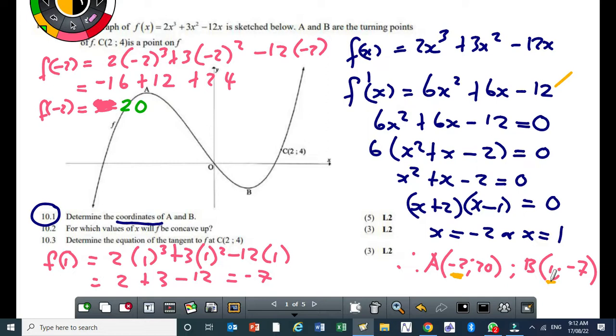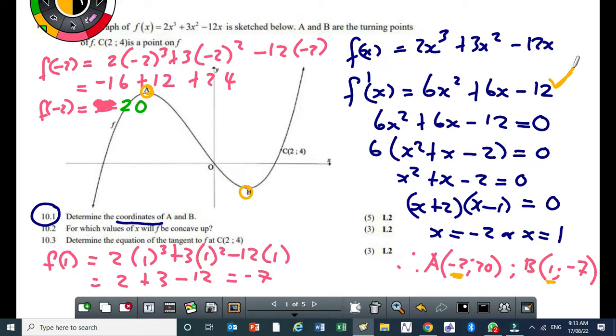Don't complicate the question. The question is asking for the coordinates of the turning points. At the turning point, the gradient is 0. Now we know that the first derivative is also the gradient. So, for this question, let's find the what? First derivative. Now, that first derivative must be equal to what? To 0. So you take the trinomial to 0 and you create your quadratic equation.